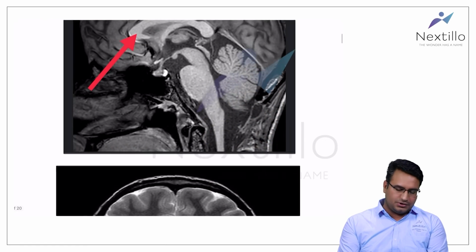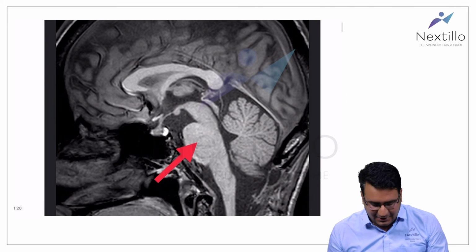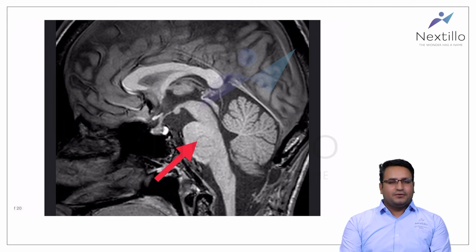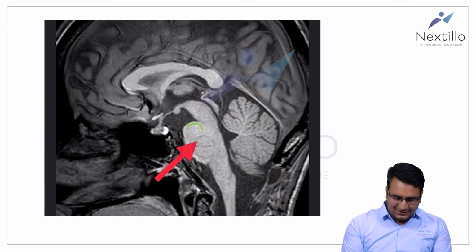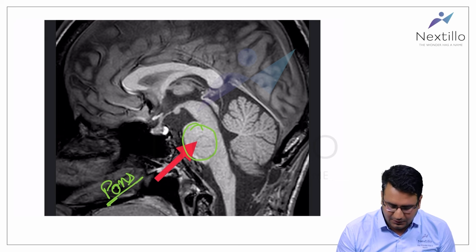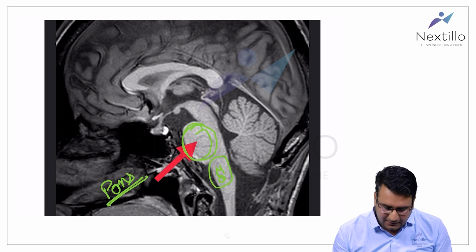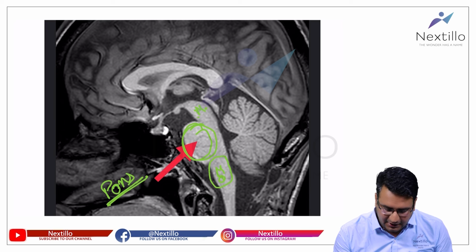Now let's go to the question part. See how many of you could answer this. Now give me the answer to the first. This is pons. Any doubt? This is pons. This is medulla oblongata. And this is part of midbrain.